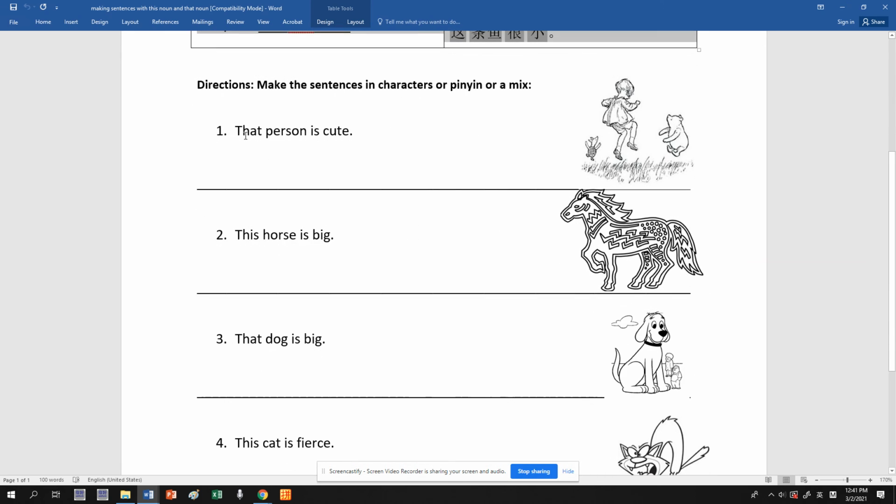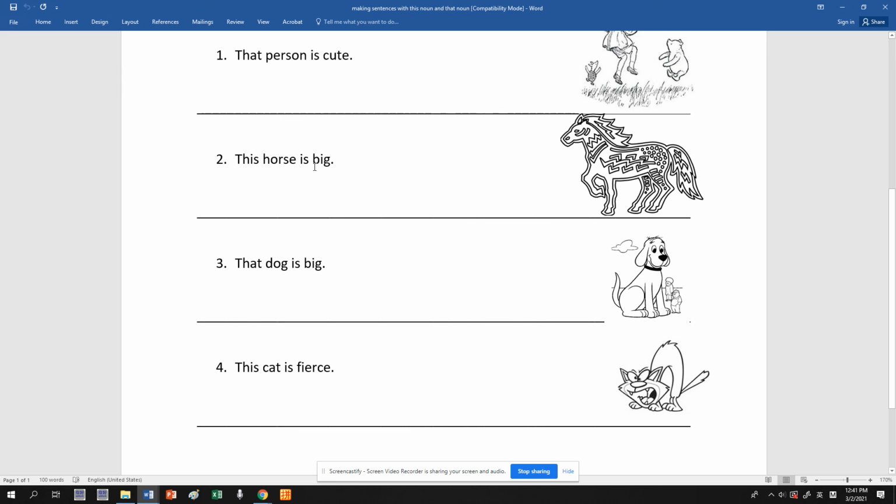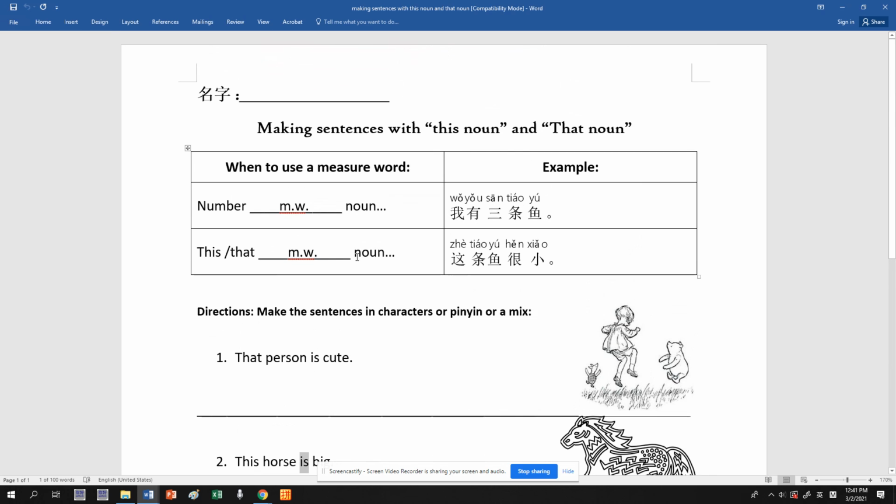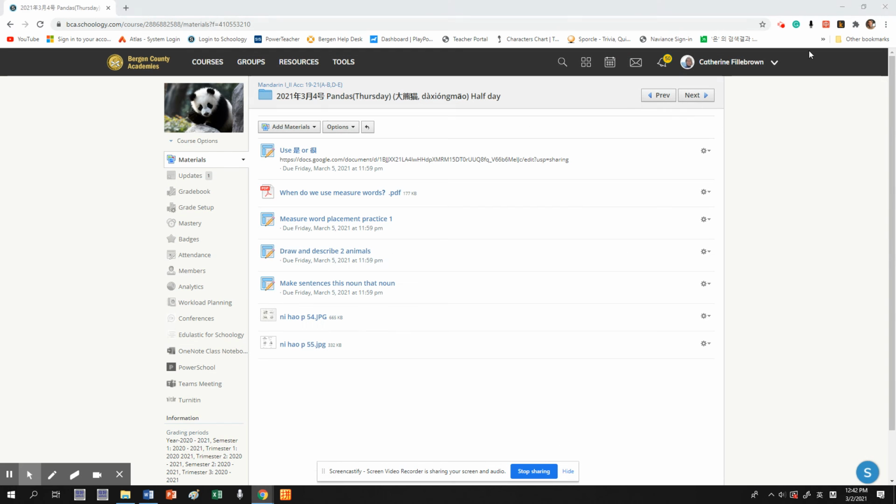So if you want to say that person is cute, you would say that, na. And then you need the measure word and then the word for person. And then you can say very cute. This horse is big. You're going to need the word 这 for this, the measure word for horses, the word horse, and then very big, and so on, right? And that is your assignments for that day.